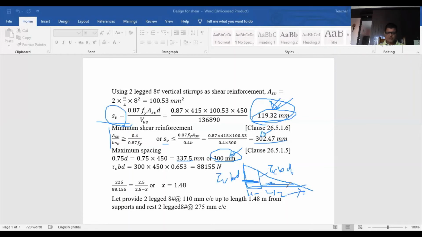So now this is equal to x. This distance will be L by 2 minus x. Then calculate L by 2 minus x, here 2.5 minus x. At 2.5 the value is 225. At 2.5 minus x, find out the value of the design shear, so accordingly you can find out the value of this x. So up to this distance you provide 2-legged 110, and the remaining portion provide 2-legged 275 millimeter.